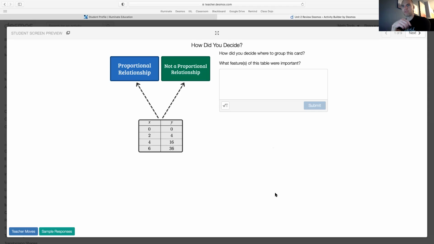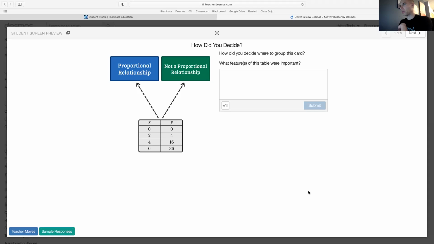I've already got the first screen open. It says, where should you decide to group this card, and what features of the table were important? It's worded kind of weirdly because it's asking you how did you decide where to group this card, and you haven't really done it yet. Just to clarify, a lot of these questions are taken from the very end of your classwork Desmos activities. So this question is assuming you just did this if you were working on the activity that this question came from. So, all right, let's take a look at this table.